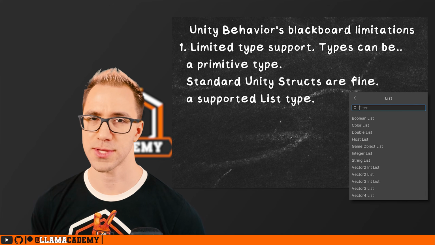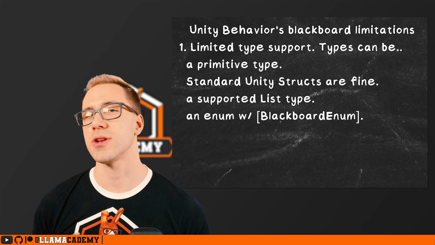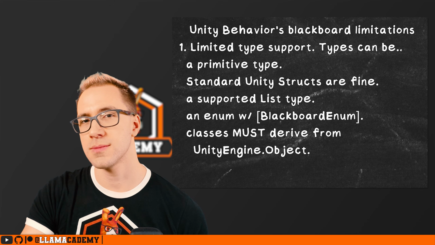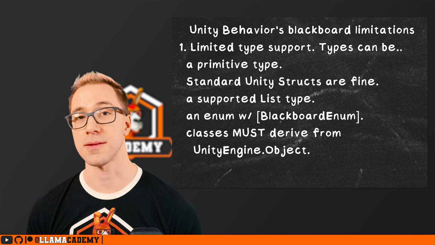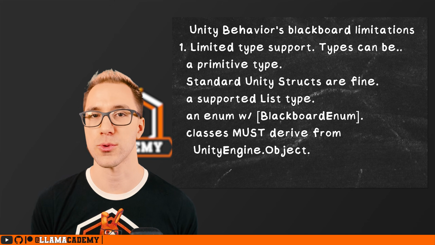And we have some list types that we can use. Enums are fine. We can even use our own custom enums. But if we want to put our own C# classes, they must derive from UnityEngine.Object, which means MonoBehaviour types and ScriptableObject types are both fine. But if you have just a plain old C# class, that cannot be added to the Blackboard today.